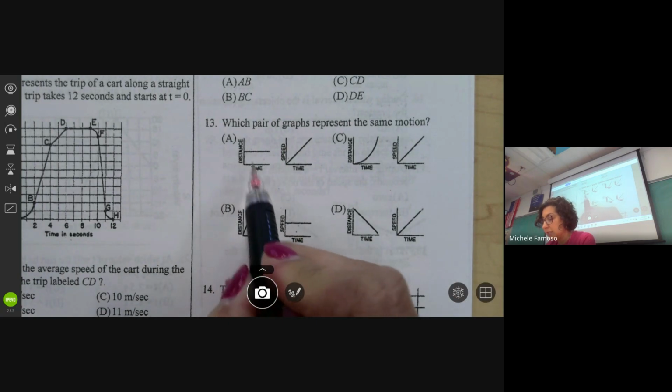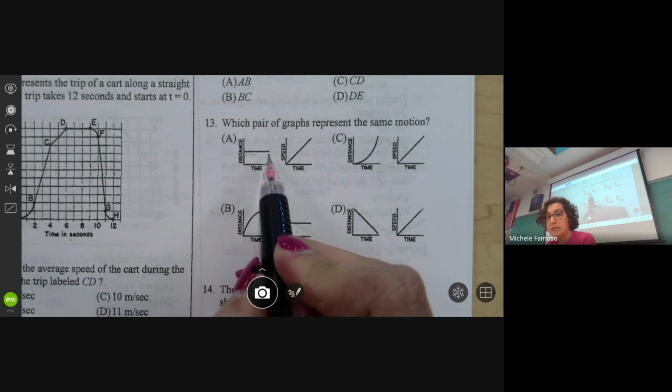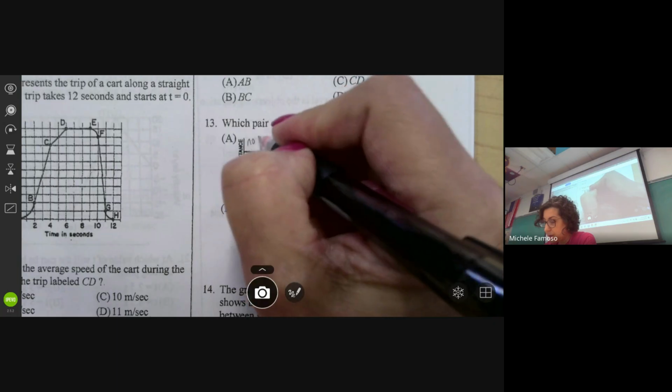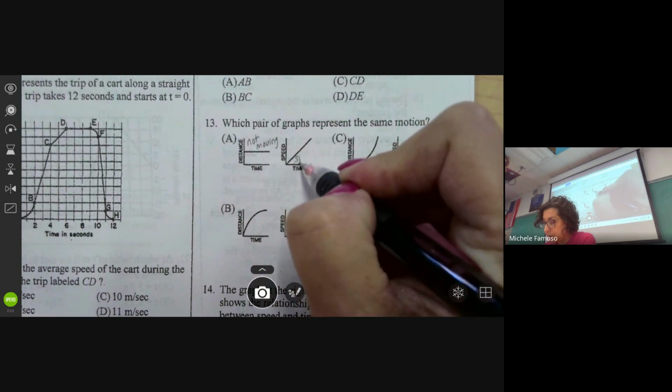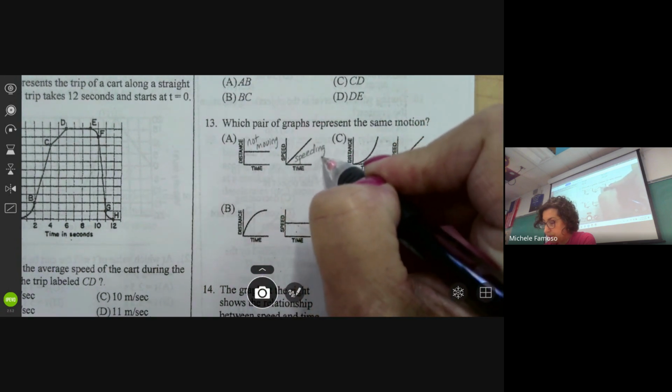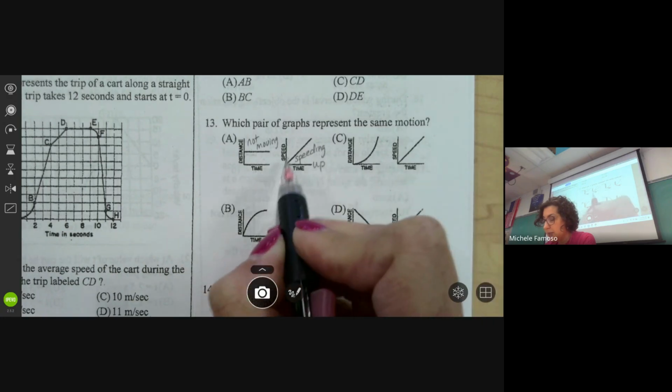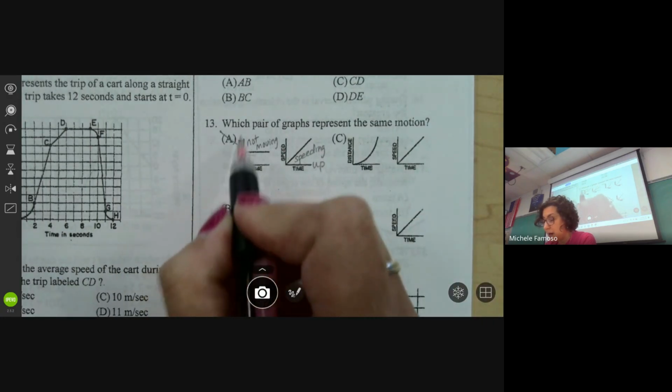When I look at a distance time graph and I see the distance is not changing over time, this shows me that I am not moving. This one shows me speeding up. The graph is going away from the time axis. I'm going to bigger and bigger numbers. So A is not right.